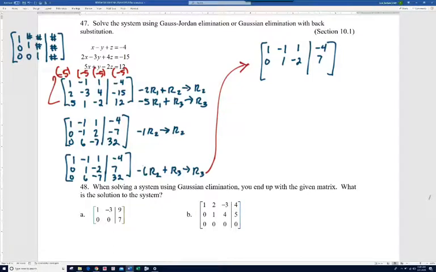And so now let's go ahead and multiply each of these numbers by -6.